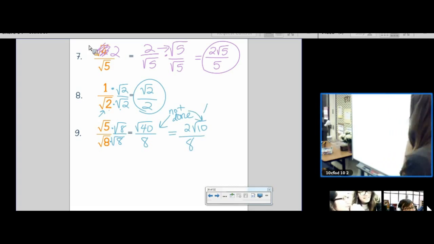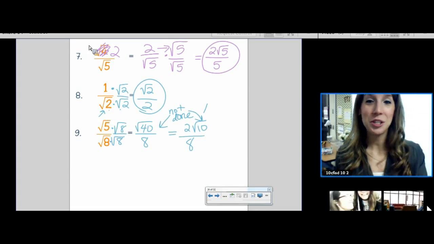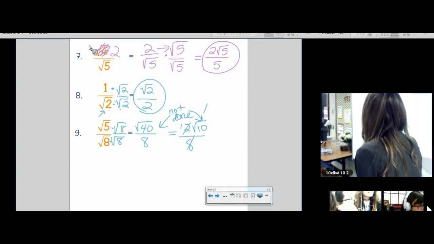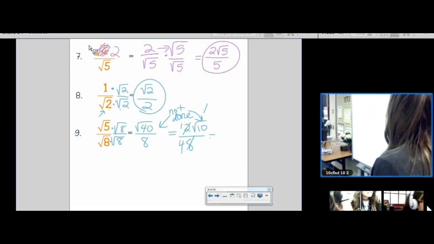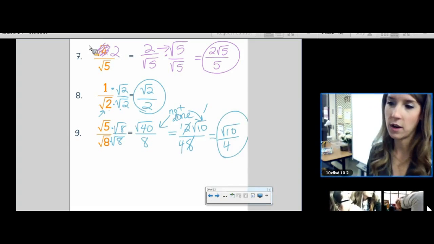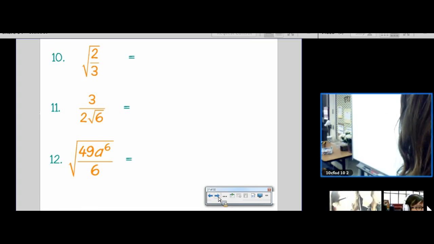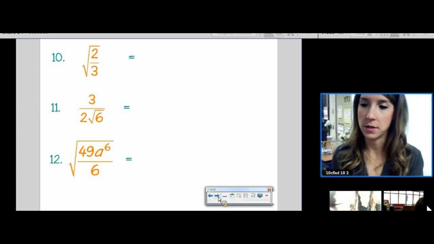Here, I'll draw another arrow. We're still not done because 2 over 8, that can be reduced. 2 over 8 is 1/4. So the final beautiful answer is square root 10 over 4. Woo! 10, 11, and 12. Go ahead and try those.